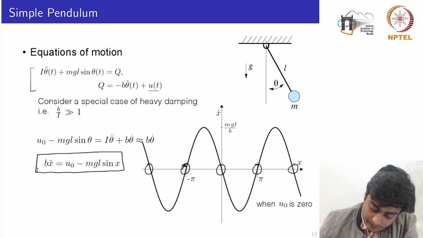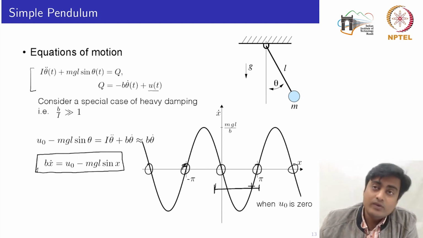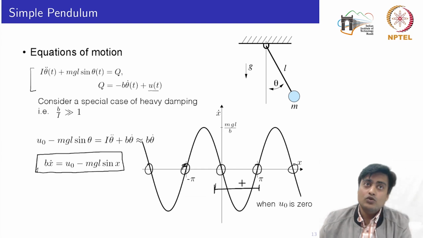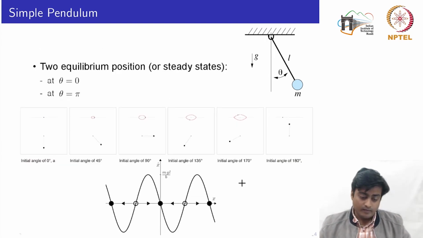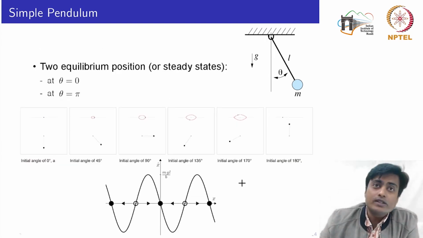So let's say we want to limit the time interval within which we do the analysis, given by 0 to pi. In this interval we have two equilibrium points, theta equal to 0 and theta equal to pi.